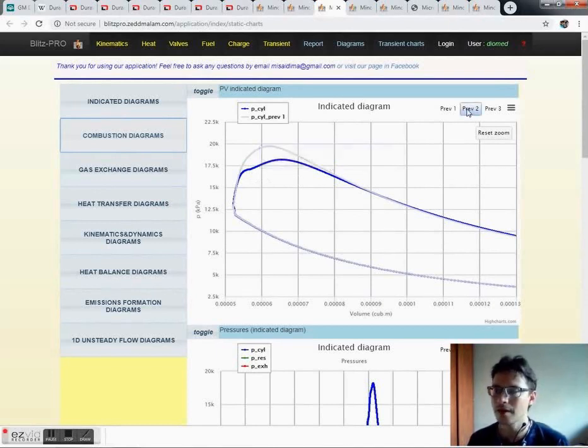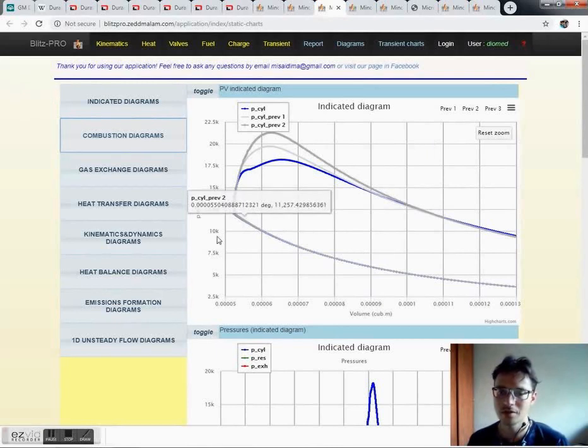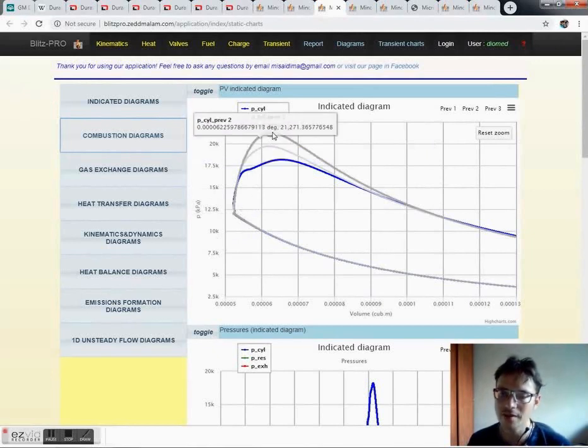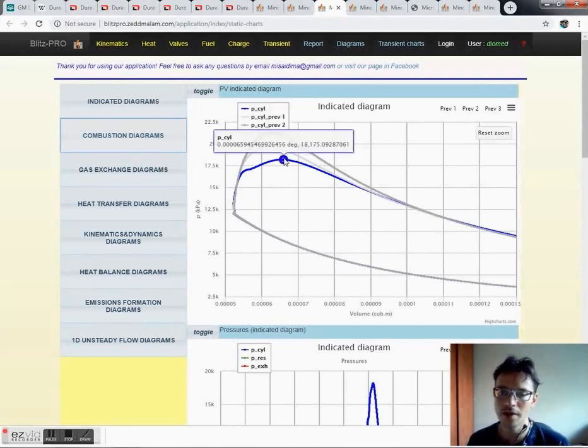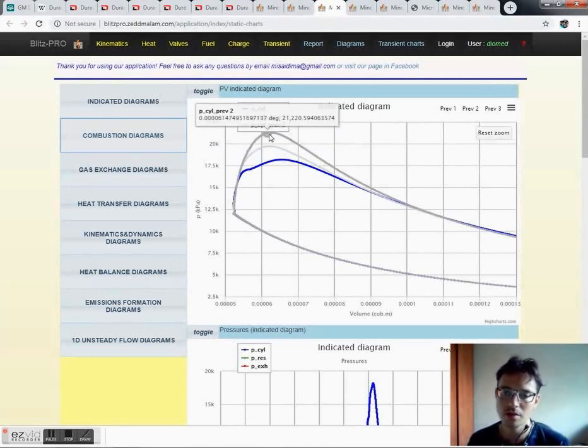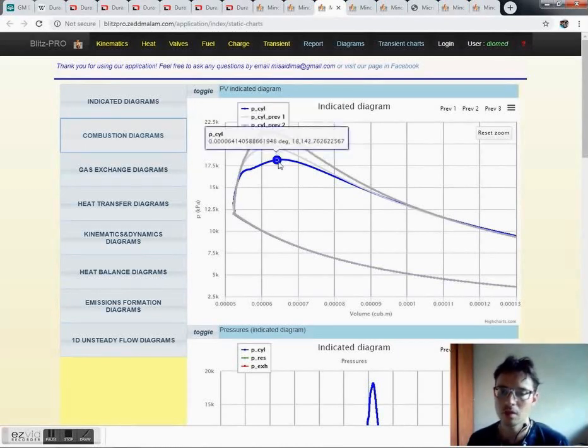And when we add the diagram for single injection, as we can see, the single injection has this stage of very rapid first stage combustion, and then the maximum pressure is 21.2 megapascals, while here it is only 18 megapascals. So actually here the engine is cracked, while here it just operates normally.